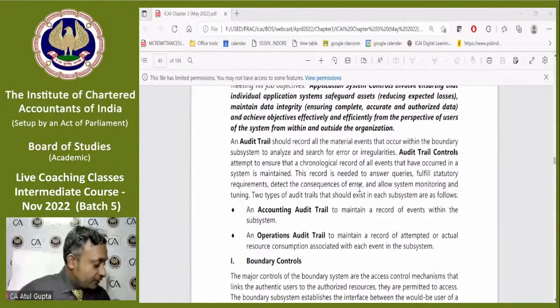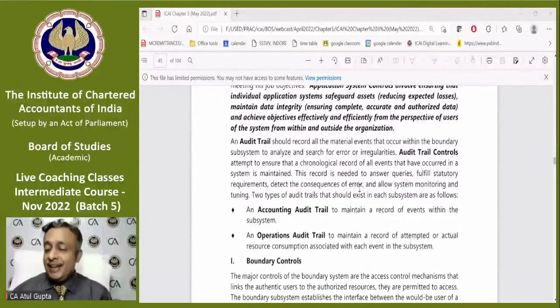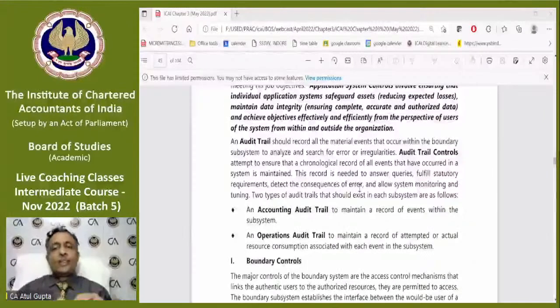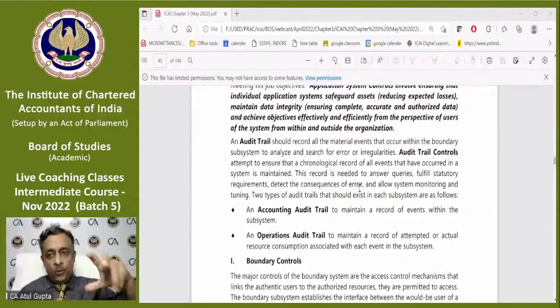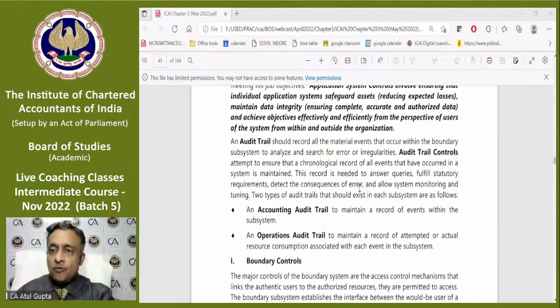This has become the most critical topic because in the last week of March 2021, please listen to this, there was a circular issued by the Ministry of Corporate Affairs asking all companies to use an accounting software which has an audit trail which cannot be tampered with.